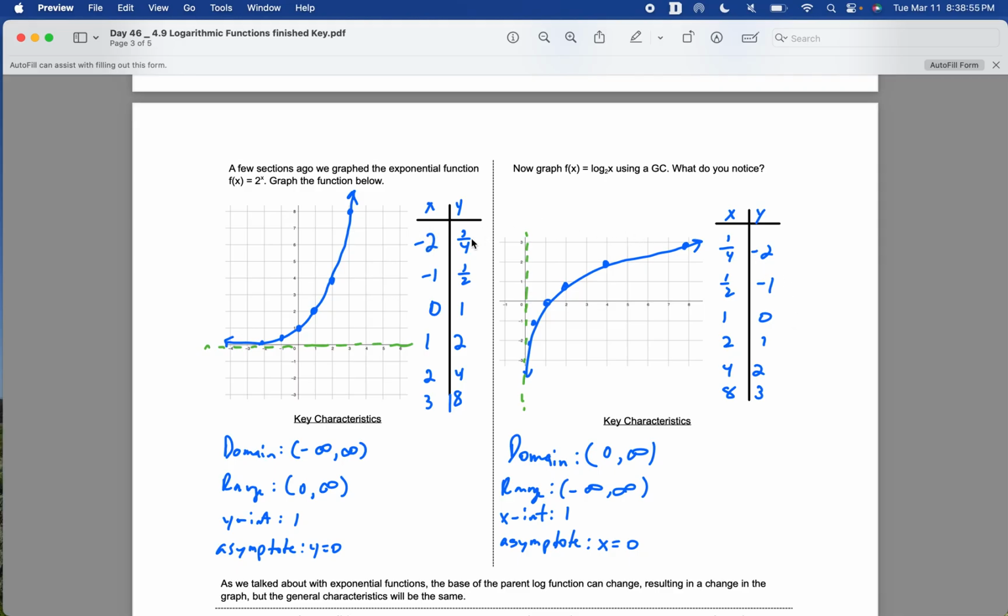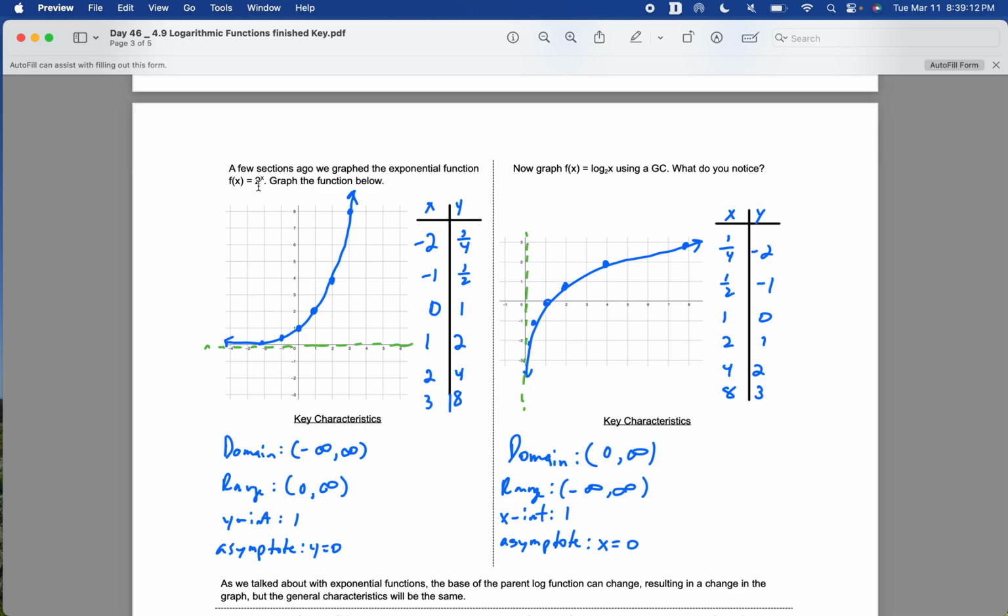This is negative 2, 1/4. This is 1/4, negative 2. This is 1, 2. This is 2, 1. These are all the flipped versions of this table, which makes this the inverse of that function. Okay, that's the whole reason why we talked about inverses in 4.8.